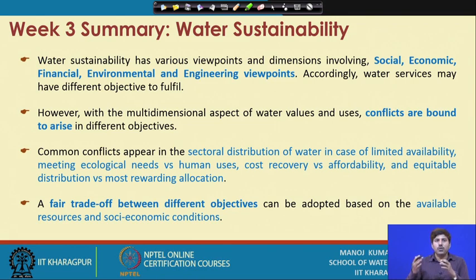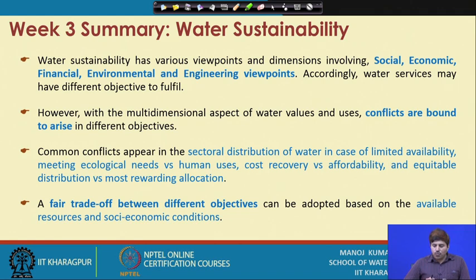Okay. There could be conflicts in meeting ecological needs and human uses. There could be conflicts in cost recovery or affordability, whether one should price for cost recovery or affordability purposes, and equitable distribution versus most rewarding allocation could be another point of conflict.